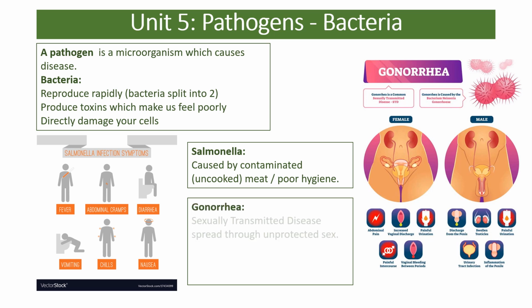Now, gonorrhea is a sexually transmitted disease that is spread through unprotected sex. And the method of avoidance is one that you're expected to know for GCSE, that is by using condoms and protection or reducing the number of people you sleep with. And that is the main method. The treatment for both of these would be antibiotics.